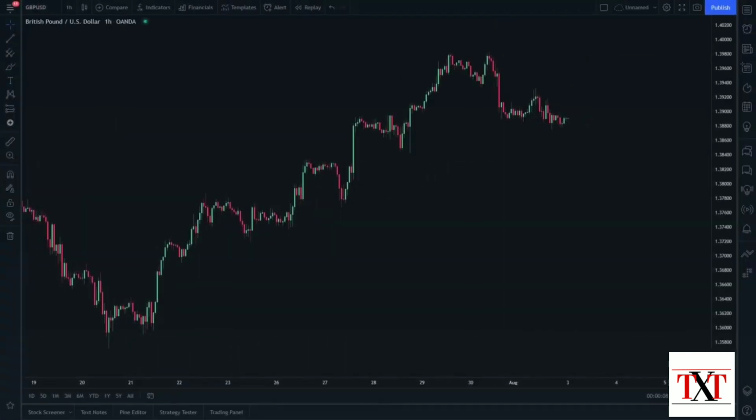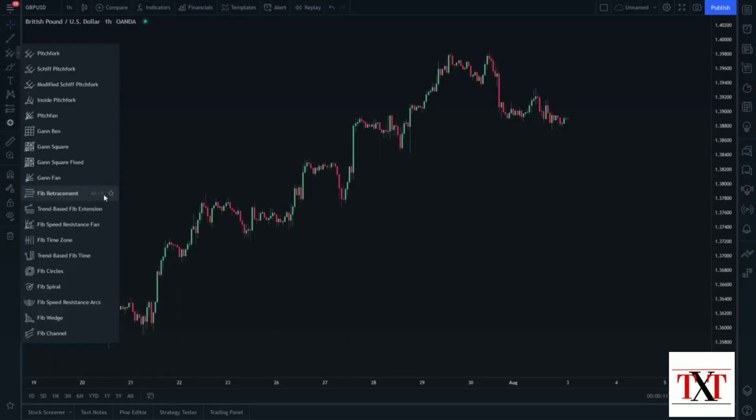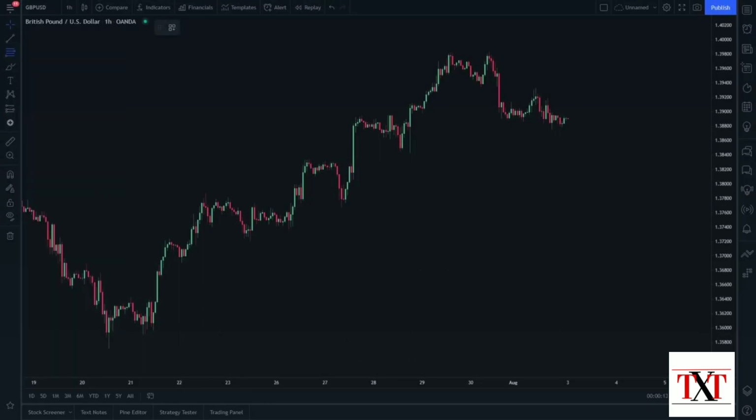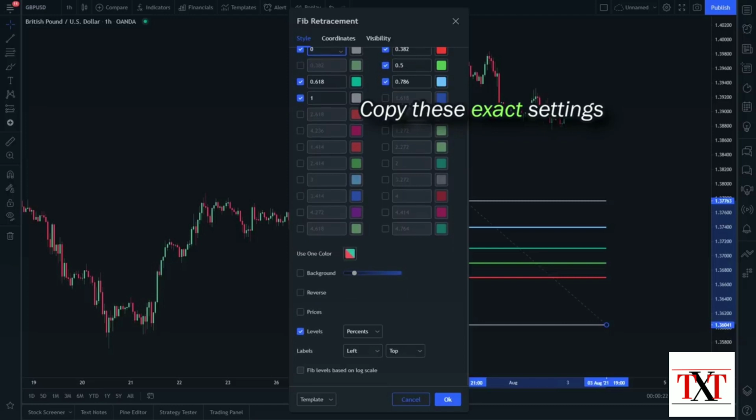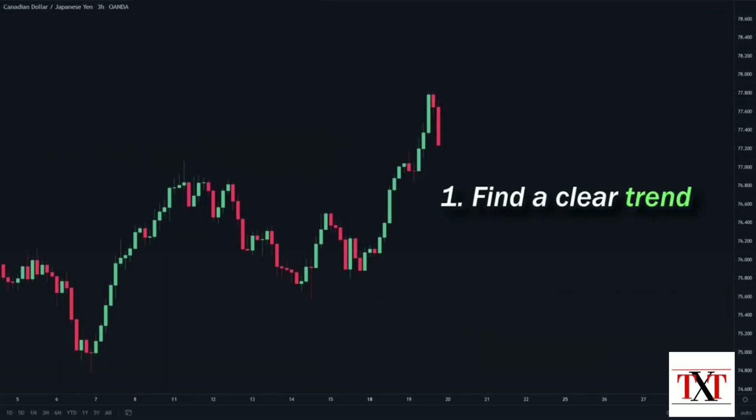Now, if you're using TradingView, the Fibonacci tool can be found on the right side of the screen. So you click it and select Fibonacci retracements. Now for the settings, I want you to copy this exact value so that it'll be easier for you to follow along. And so here's how you apply the tool onto your chart. So the first step is you want to find a clear trend. Like in this example, here we can see that the market is clearly moving upwards.